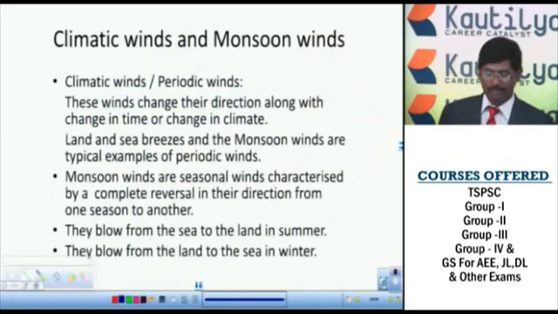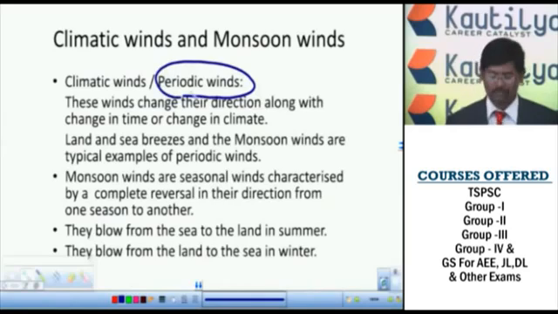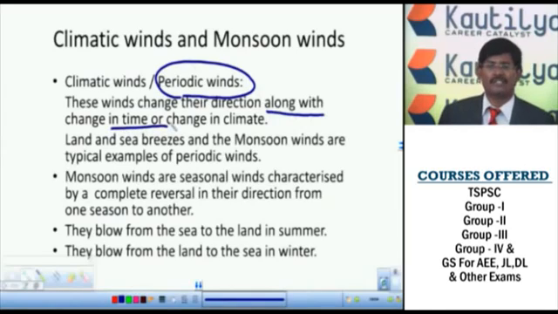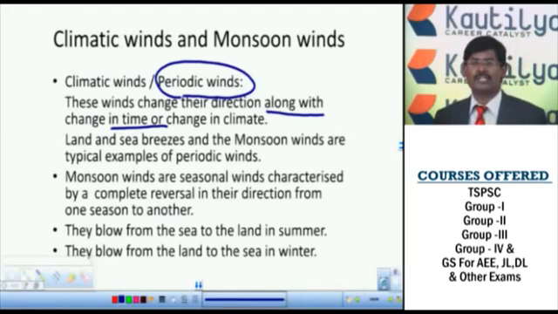Now we'll go to the climatic winds and monsoon winds. The climatic winds are also known as periodic winds. Actually, these winds change direction with the change in time or change in climate. So they may change according to the time, and the direction will change accordingly. The land and sea breezes and the monsoon winds are typical examples of periodic winds.